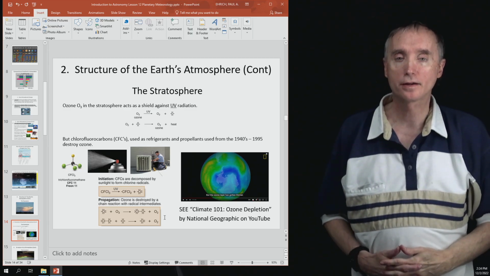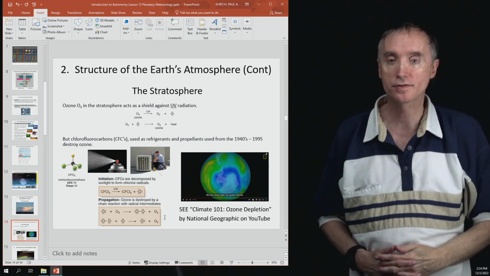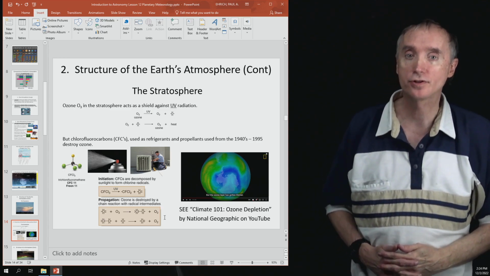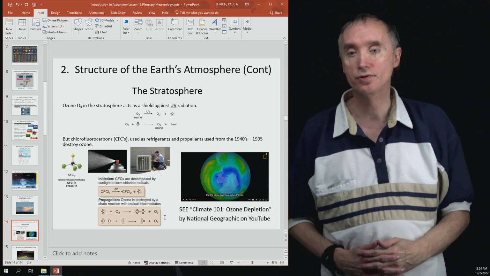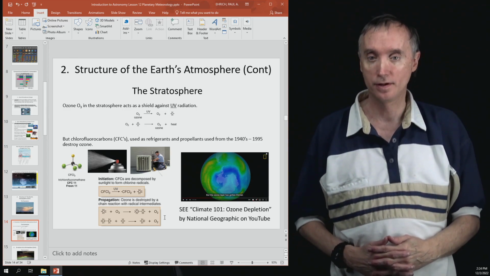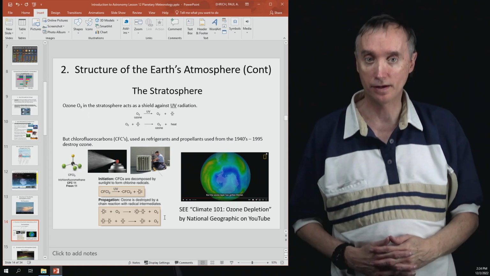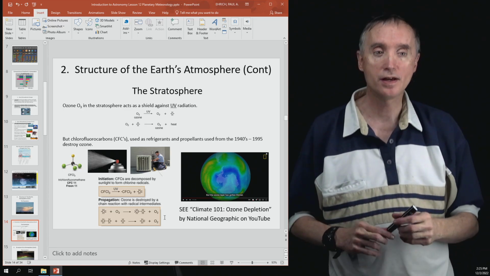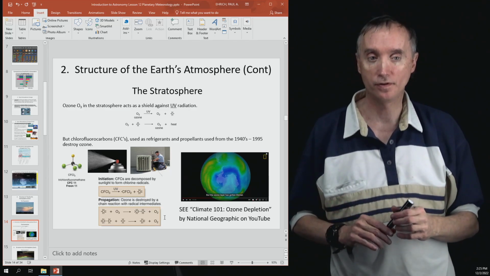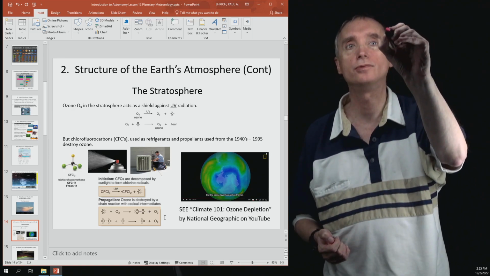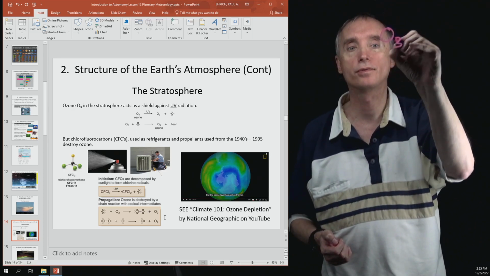Hello and welcome back. In the previous segment we were talking about the different parts of the Earth's atmosphere, and we mentioned that the stratosphere helps to block ultraviolet light. So now we want to do this in a little bit more detail. We said that in the stratosphere the main component would be ozone. So ozone is going to be O3.